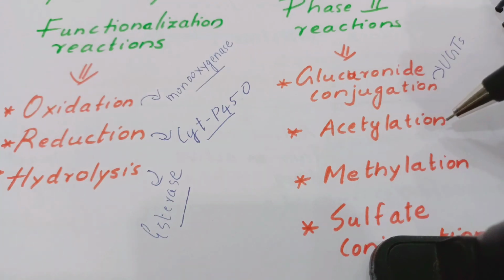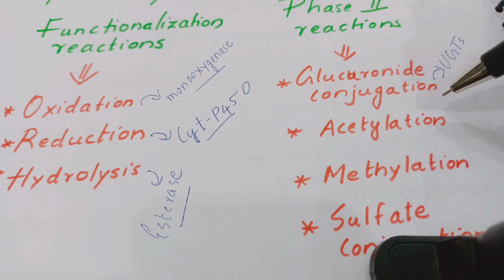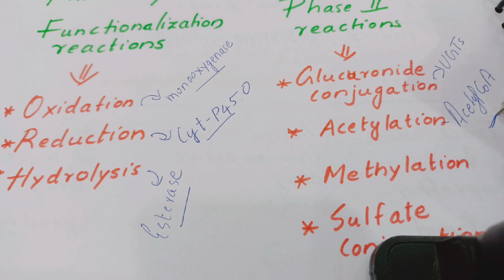Next one is acetylation. Compounds having amino or hydrazine residues are conjugated with the help of acetyl coenzyme A or acetyl-CoA. Okay, so this is the enzyme used here. Examples: sulfonamides, isoniazid, hydralazine, clonazepam. Next one is methylation. The amines and phenols can be methylated. Examples of drugs include adrenaline, histamine, nicotinic acid, methyldopa, etc.